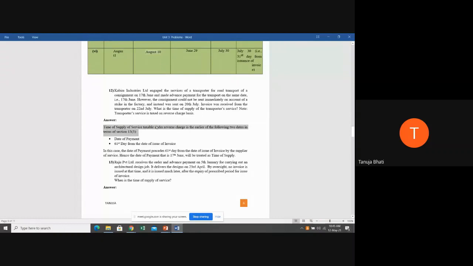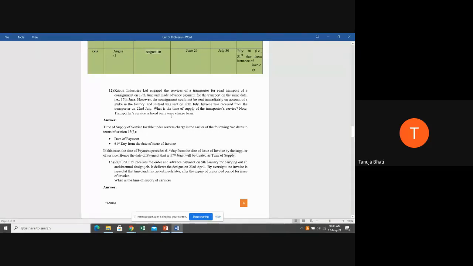Time of supply of services taxable under reverse charge is earlier of two dates: date of payment, which is 17 June, and 61st date from the date of issue of invoice. The invoice was received by the transporter on 22nd July. So obviously, if we calculate 61 days also, it is going to be much ahead than 17th June. So in this case, the date of payment precedes 61 days from the date of issue of invoice by the supplier of service. Hence, the date of payment, that is 17 June, will be treated as time of supply.